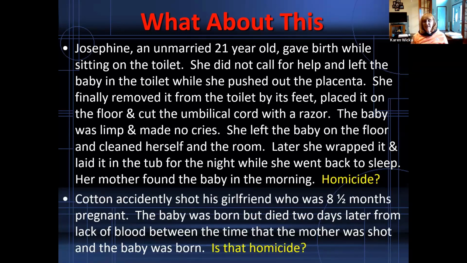Cotton accidentally shot his girlfriend, who was 8.5 months pregnant. The baby was born, but died 2 days later from lack of blood between the time that the mother was shot and the baby was born. Is that a homicide? So again, one person, Cotton, taking the life, yes, of a person. So is a baby, if it's born and only lived 2 days, a person? We have to figure out how the law defines the term person.